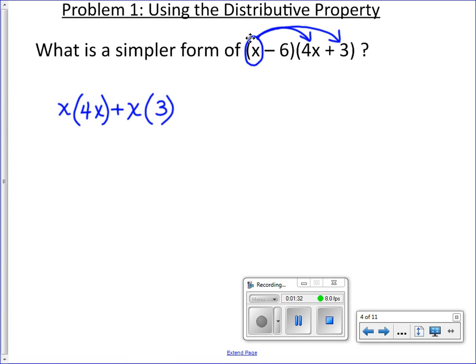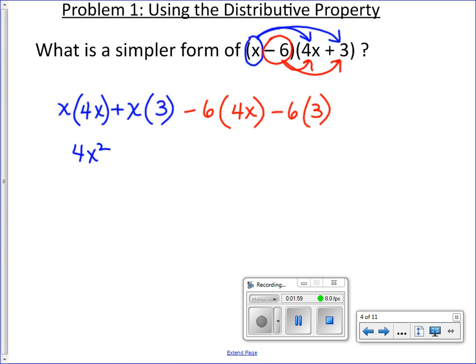All right? Then we're going to take the negative 6 term and distribute it to each term in the second binomial. All right? And this is what you call using the distributive property. So multiplying all of this together, x times 4x would be 4x squared. X times 3 would be plus 3x. Minus 6 times 4x is minus 24x. And minus 6 times 3 is minus 18.